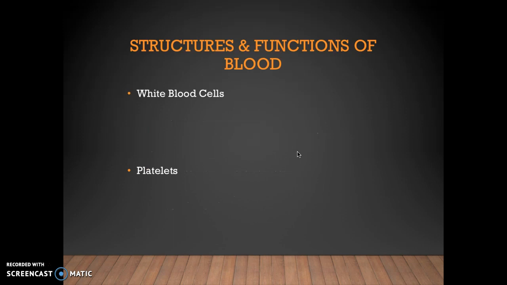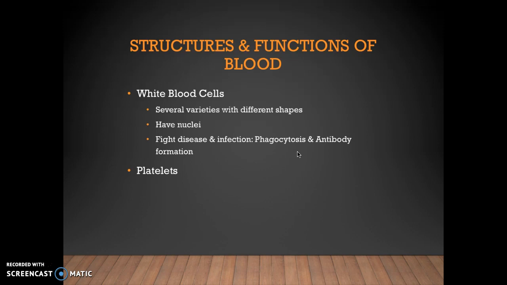White blood cells. So white blood cells have several varieties with different shapes. They have a nucleus. They fight disease and infections. Phagocytosis is kind of like Pac-Man. It's going to come and eat things. Antibody formation is just going to create those antibodies you need to be healthy.